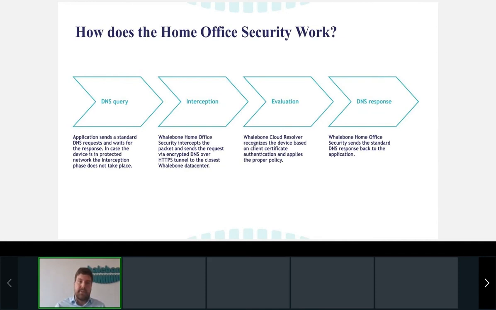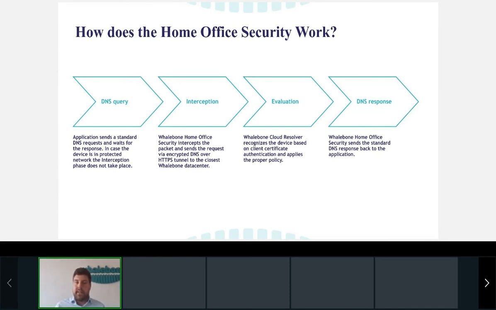How does the home office security work? Very briefly, it's important to understand what impacts there are. Whenever the application sends a DNS query, let's say the application wants to go to google.com, if it's in the internal network, protected network by the DNS resolvers, nothing happens. It just goes the very same way. So for the network administrator, it means everything behaves in the very same manner and there is no headache.